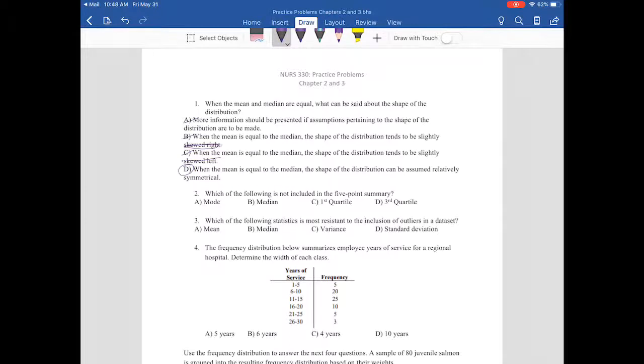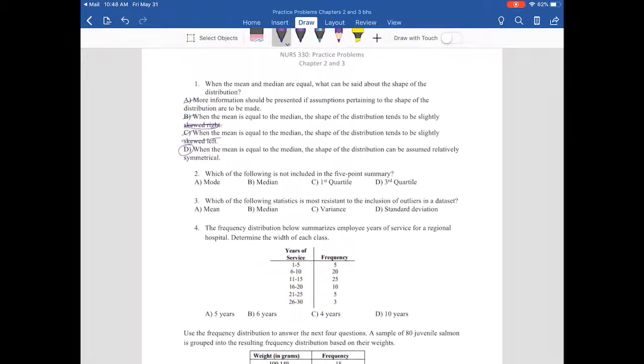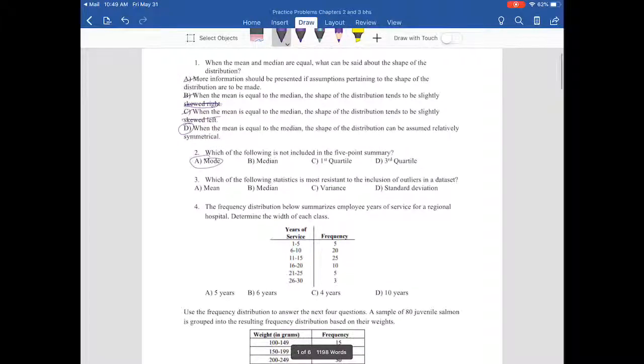Number 2, which of the following is not included in the 5-point summary? Here we have A, mode. Remember, the other parts of the 5-point summary will be our min, max, Q1, Q2, and Q3, which is the information needed to form our box plot.